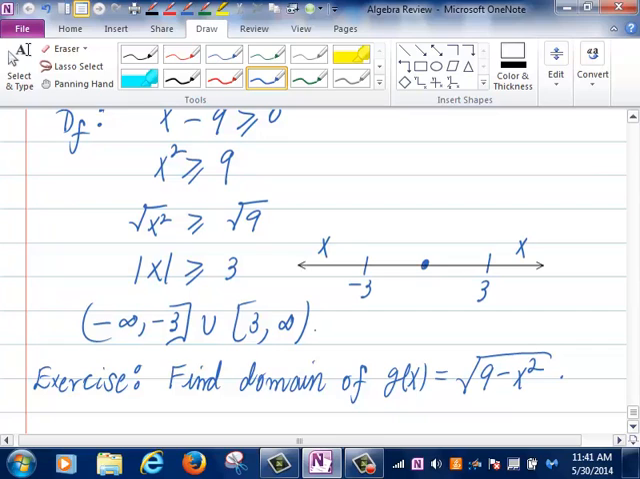So these are all the examples that I wanted to do on finding domains, and I'll be assigning some homework before you leave today. Okay, so the next topic that I have is we will see what we mean by the graph of the function. Okay? So let me know if you're done writing it down.